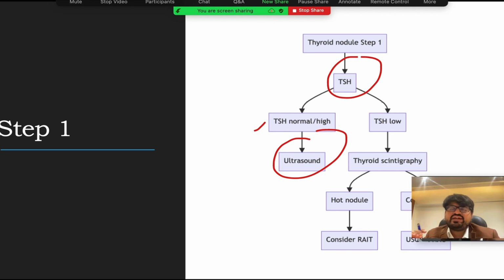However, if you have a TSH which is low, in those cases you need to do a thyroid scintigraphy or a thyroid scan. Again, in a thyroid scan, you might find hot nodules, you might find cold nodules, or you might find something known as a warm nodule. We'll discuss that in the subsequent slide. But if you find a hot nodule, generally, and if the patient has symptoms of thyrotoxicosis, you can consider sending the patient for radioactive iodine therapy.